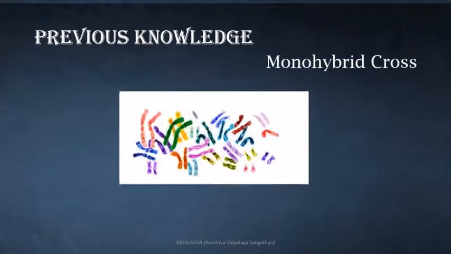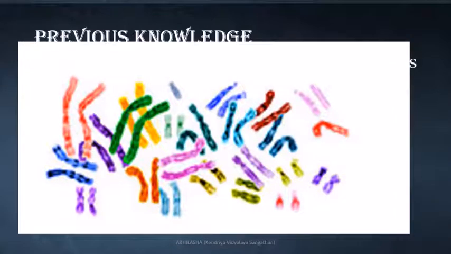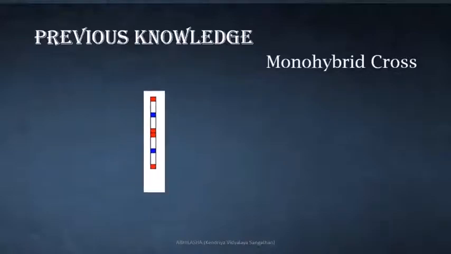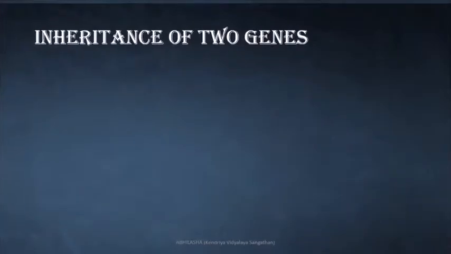In previous classes, we studied monohybrid crosses. Here, from the entire chromosome, we focused on one chromosome, and from the entire length of the chromosome, we focused on only one locus which had our gene of interest. We studied the inheritance pattern of this particular gene. Now we'll try to understand the inheritance patterns of two genes simultaneously.